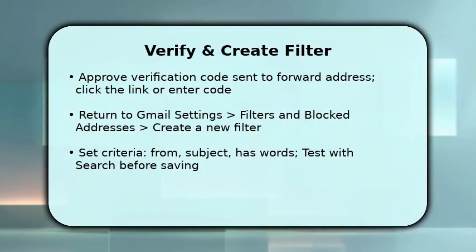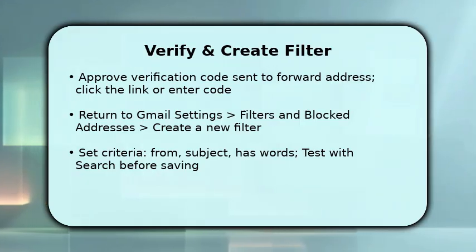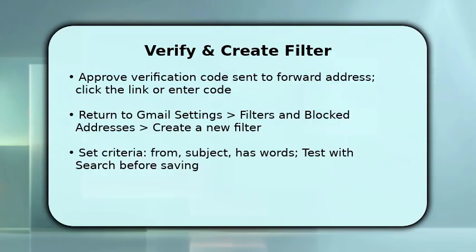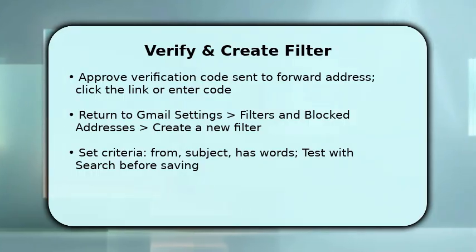Next, verify the forwarding address using the code emailed to that inbox. Confirm promptly to enable forwarding. Then go to Filters and Blocked Addresses and choose Create a new filter. Define the criteria that decide which messages are forwarded.